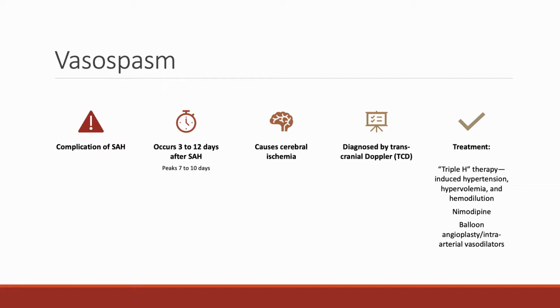So to do that, we use induced hypertension. That might not make a lot of sense to you until you think about the autoregulation that occurs in the brain, right? So if we make the patient hypertensive, then the brain is going to respond by vasodilating so that it can get enough blood to the brain parenchyma. We also use hypervolemia and hemodilution, and we use medicines like nimodipine or Nimotop, which is a dihydropyridine calcium channel blocker that helps relieve spasm in cerebral arteries.